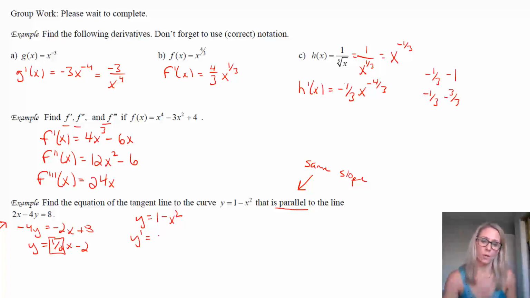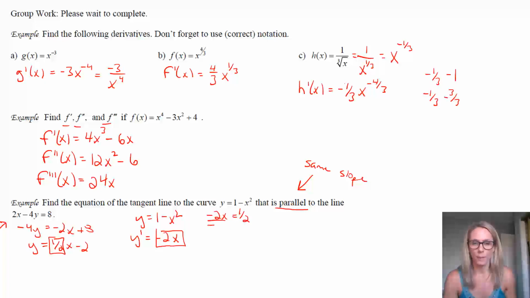And as you can see, the 1 is a constant, so it'll be gone, and we get -2x. So the big thing here is we want this -2x to be equal to 1/2, because the line that we're looking for is parallel to that curve. So they need to have the same slope. So we have negative 2x has to equal 1/2.